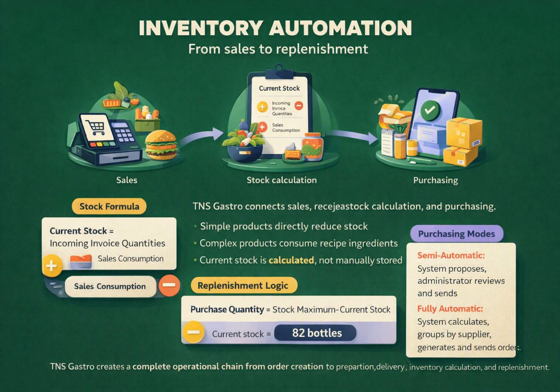With this process, TNS Gastro provides a complete inventory and procurement workflow, from product consumption and stock calculation to automated purchasing and inventory restocking. In the next seminar, we will focus on the restaurant QR ordering system and follow the complete guest ordering process from QR scan to order completion.